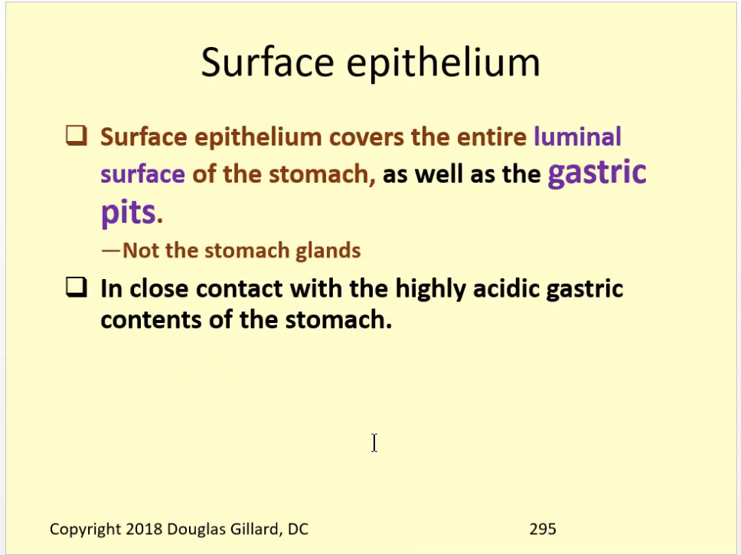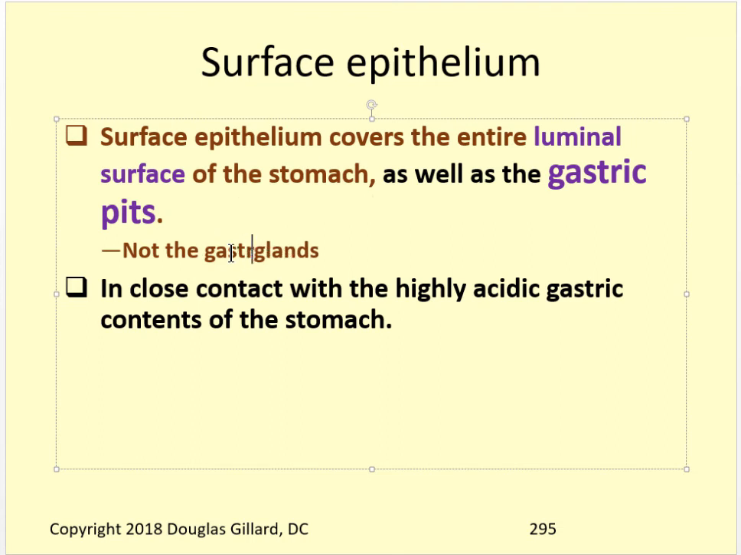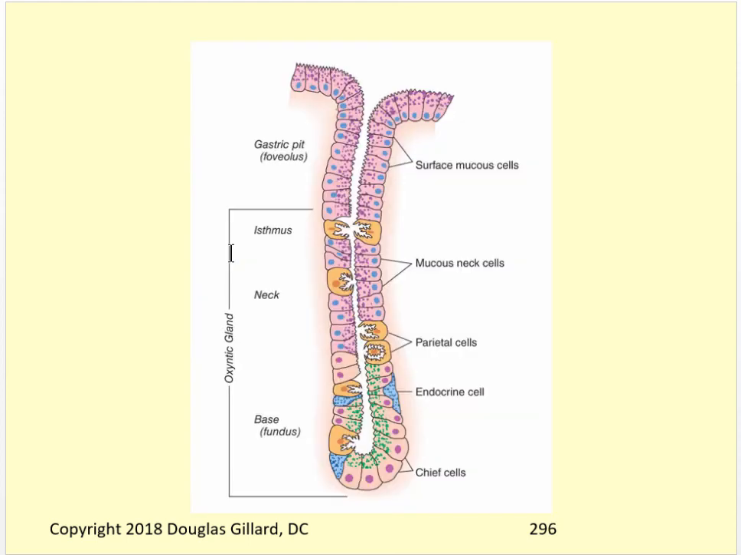Surface epithelium covers the entire luminal surface of the stomach, as well as the gastric pits. It does not go down into the gastric glands. It does not dip into the gastric glands. It's in close contact with the acid. Why doesn't it burn up with the acid? pH is 2, even lower than 2. How come they don't burn up? We're going to find out.